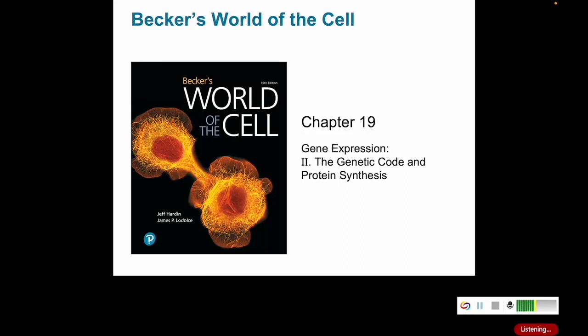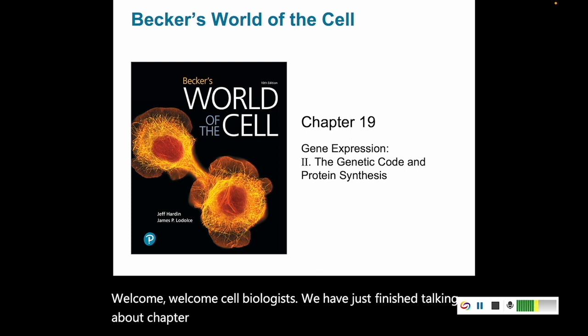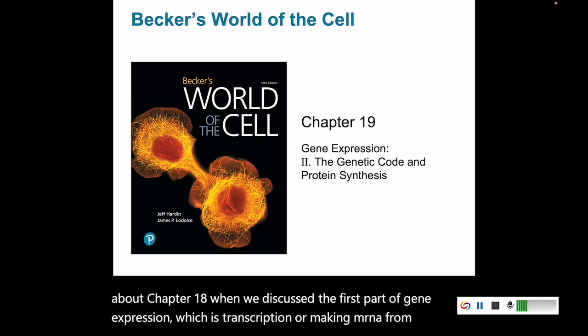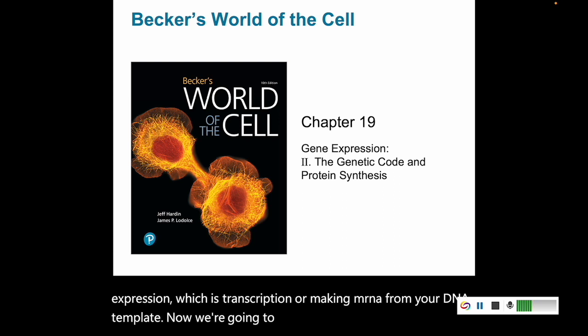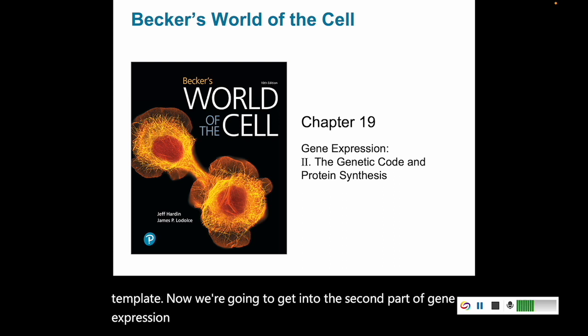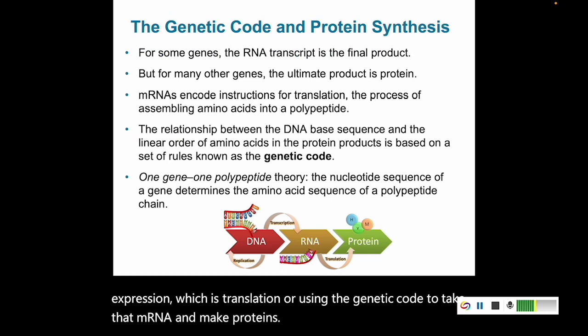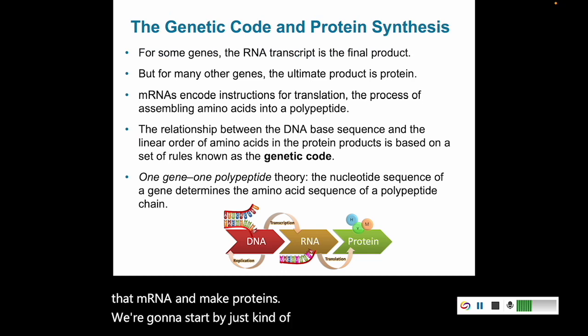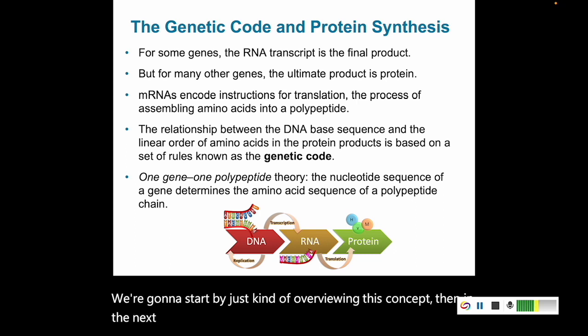Welcome, cell biologists. We have just finished talking about chapter 18, when we discussed the first part of gene expression, which is transcription, or making mRNA from your DNA template. Now we're going to get into the second part of gene expression, which is translation, or using the genetic code to take that mRNA and make proteins. We're going to start by just overviewing this concept. Then in the next video, we'll talk about the different molecules that are involved, and then we'll get into what's actually going on in protein synthesis.